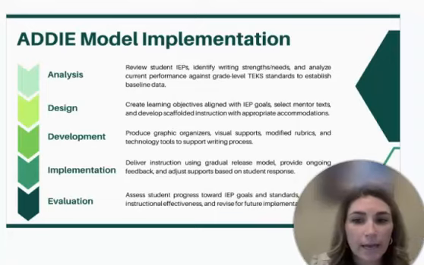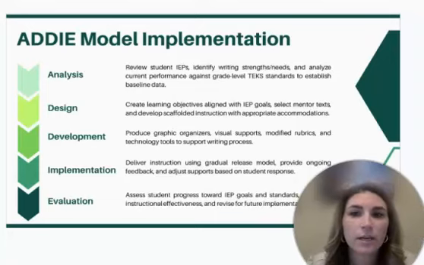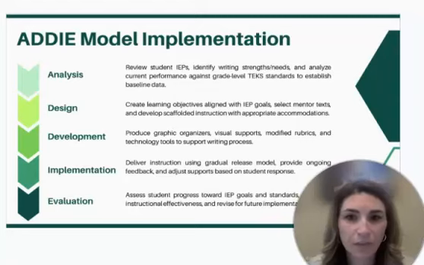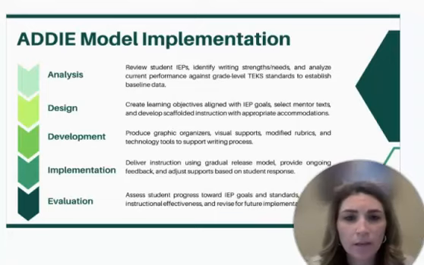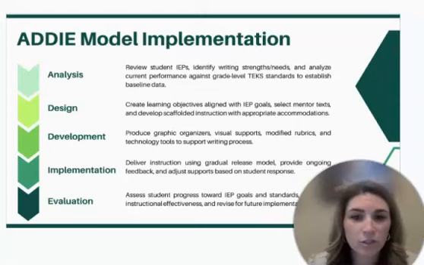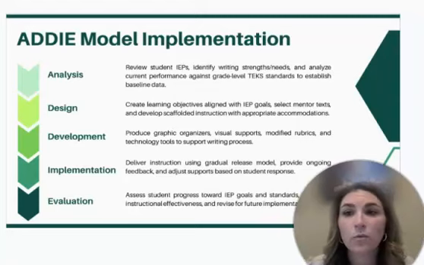We're going to focus on the ADDIE model for implementation because we're going to begin this course with the analysis phase. So we're going to review our student IEPs, and their goals and current performance levels. This is going to help identify each student, where they are, what their strengths are, and what their needs are. And then we're going to form the basis for targeted objectives and appropriate accommodations throughout the course.